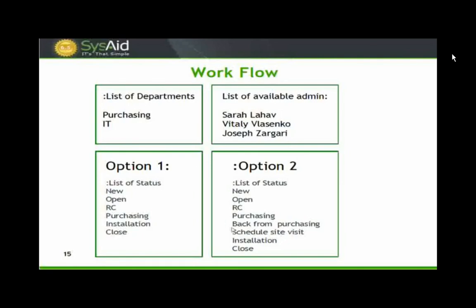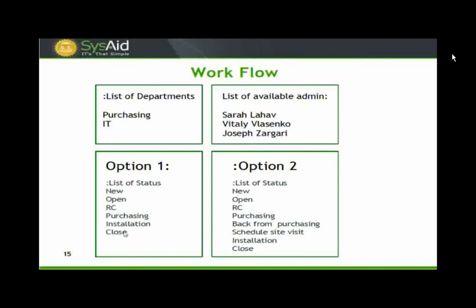Now I've got a question for you. I went and started doing the exercise. I listed the departments currently involved in the scenario we just saw: purchasing and IT. Currently, the list of available administrators in my department is myself, Joseph, and another name I picked out from our department. And I chose two options that will represent the stations in the scenario I just showed you.